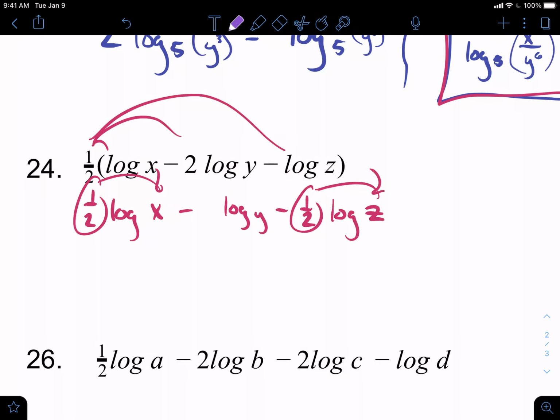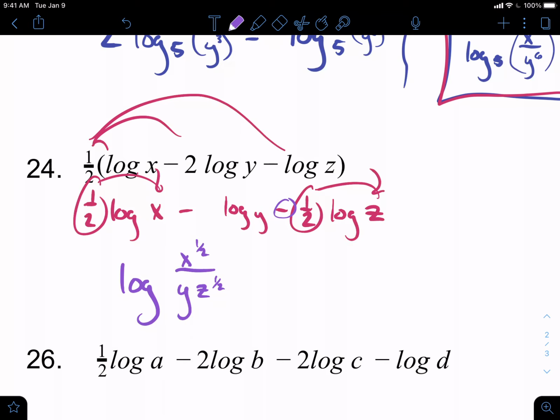So coming over here for our final answer, we'll write log of x to the 1/2, because that was the exponent, over y, since that was a minus, it goes on the bottom. Another minus, this is going to go on the bottom, z to the 1/2.